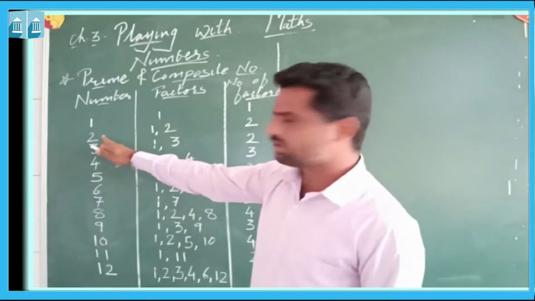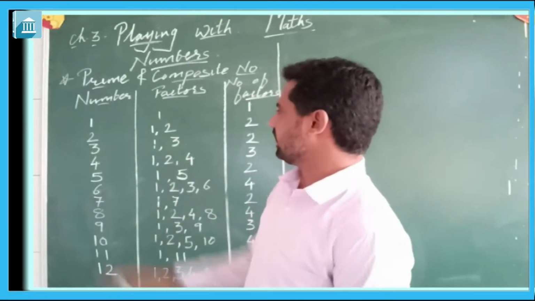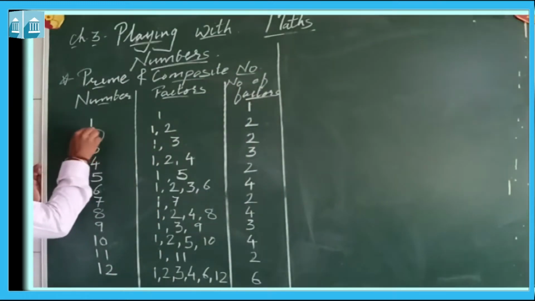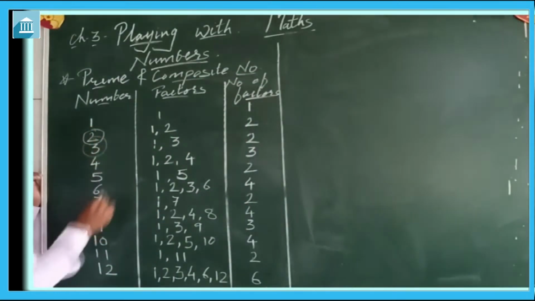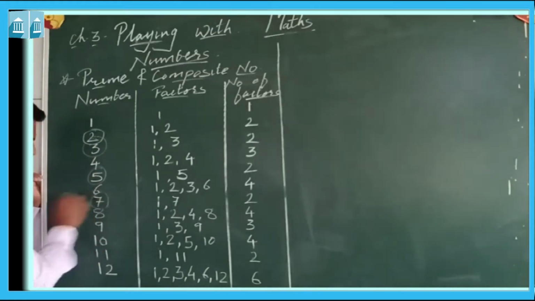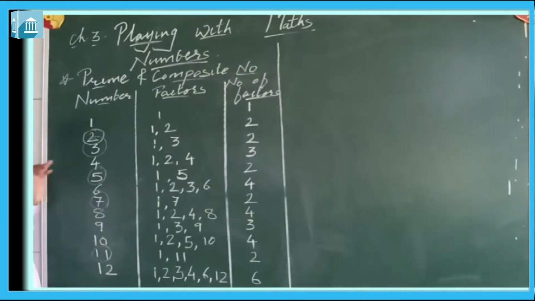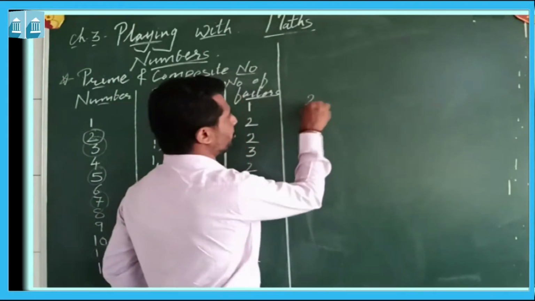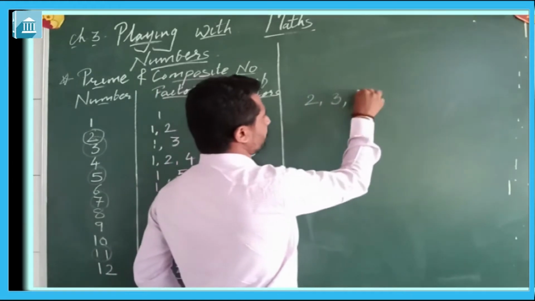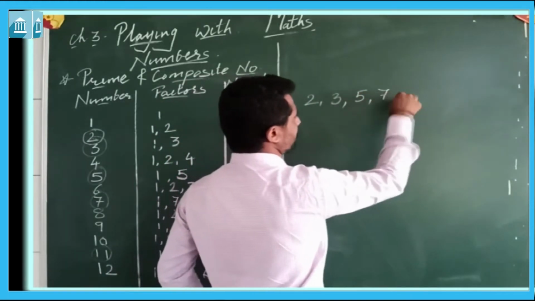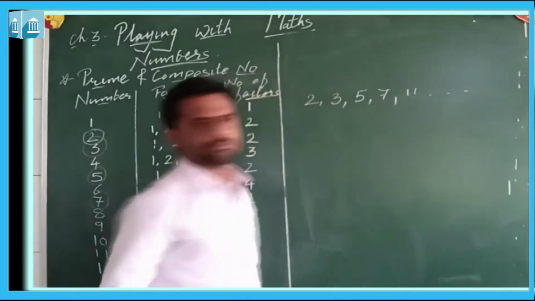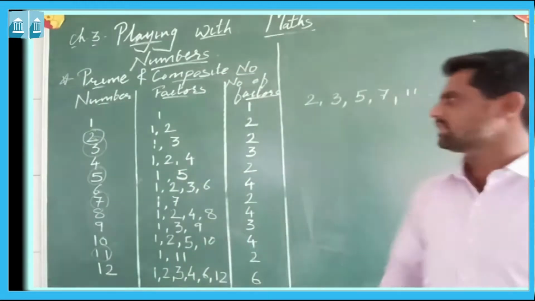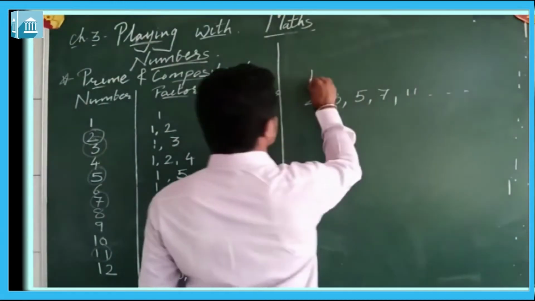Find out the numbers which have only 2 factors. Those numbers are 2, 3, 5, 7, 11. These are the numbers which have only 2 factors. They are 2, 3, 5, 7, 11 and it will go on. This type of number which has only 2 factors is known as a prime number.